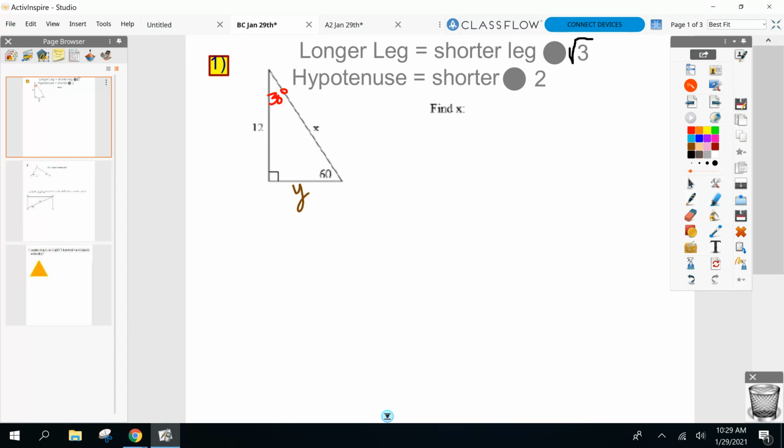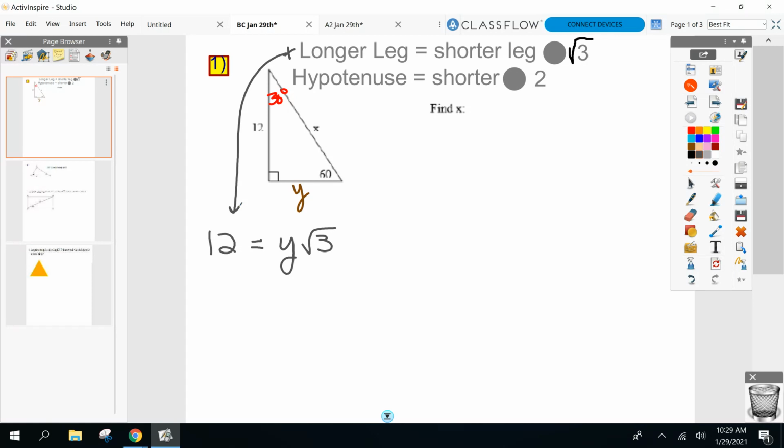All right, here we go. So it says longer leg, 12 equals shorter leg, Y, times radical 3. I just used this rule right here, just so everybody knows. That's the rule I just used. Longer leg equals shorter times radical 3. All right, here we go.